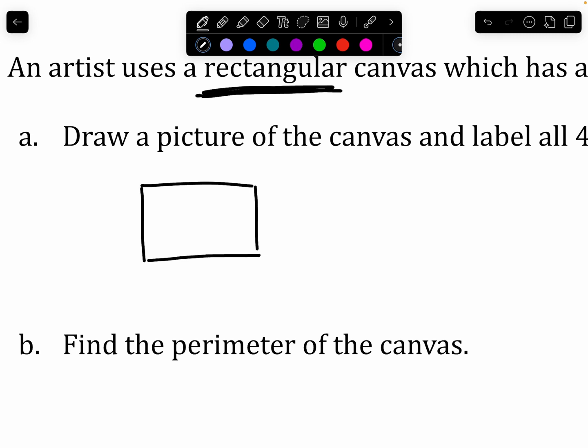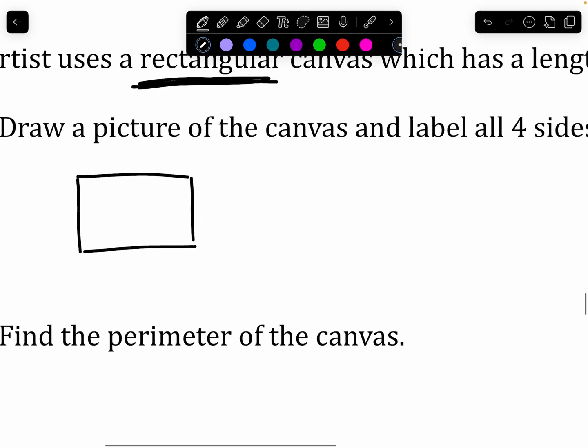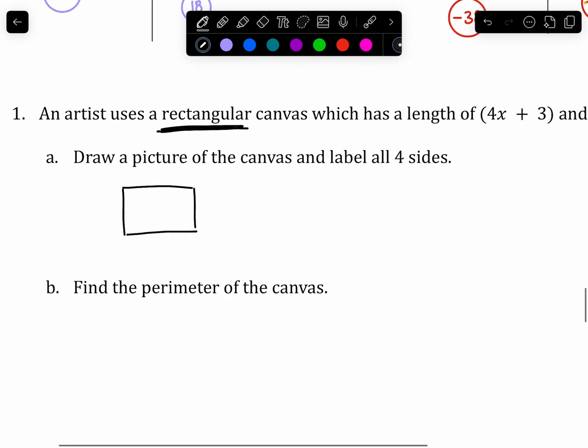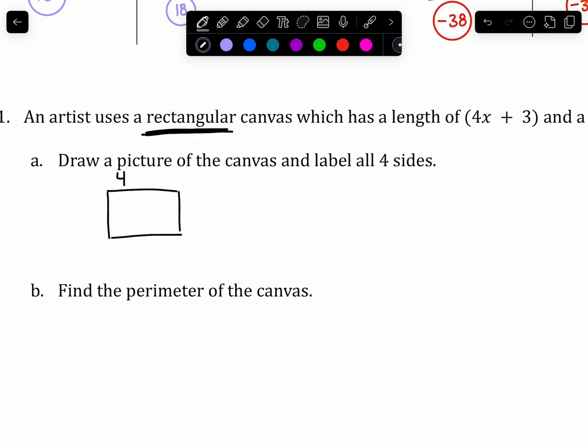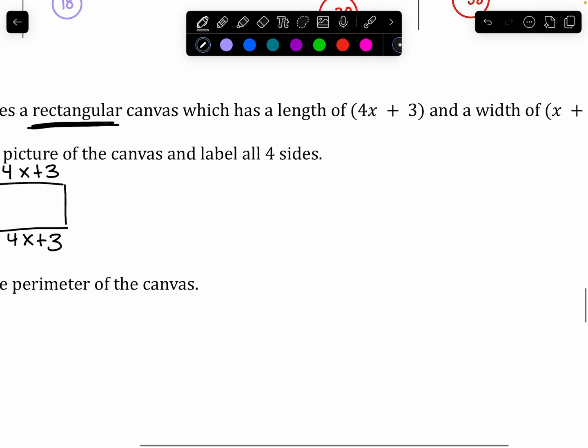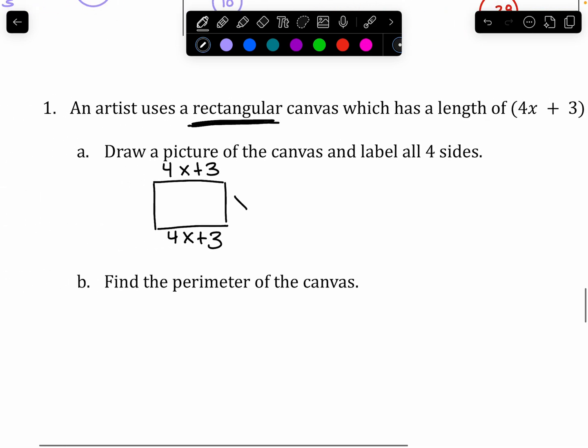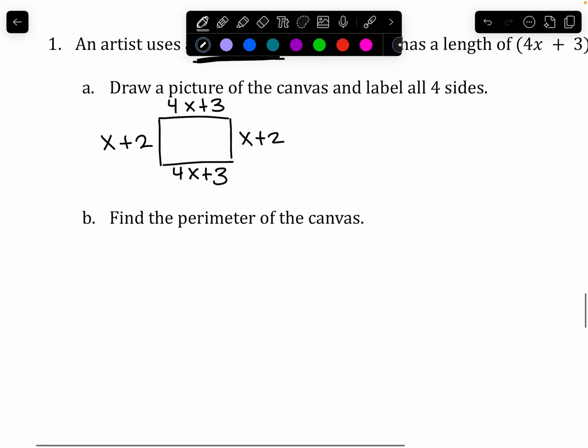That is just a property of a rectangle, that it has the same value on top and bottom, and then the same value on the left side and the right side. So it doesn't actually matter where you choose to put these things. I always make the length the top and the bottom and the width the right and the left. So I'm going to say that the length is 4x plus 3, but whatever I do to the top, I also have to do to the bottom. And then it tells me that it has a width of x plus 2. So that means that the sides are going to be x plus 2. So I drew a picture of the canvas, which it told me to do, and I labeled all 4 sides, which it told me to do.